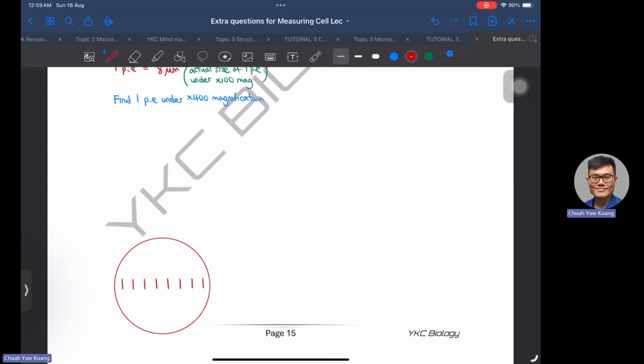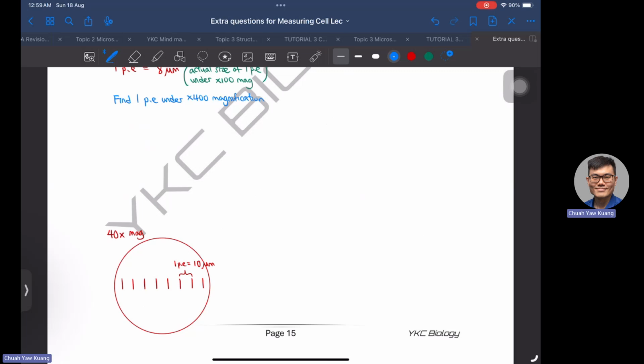So let's say this is the eyepiece reticule, and under 40x magnification, the size of this one pitch on the eyepiece reticule, let's say, is 10 micrometer. Right, let's say it's 10 micrometer.